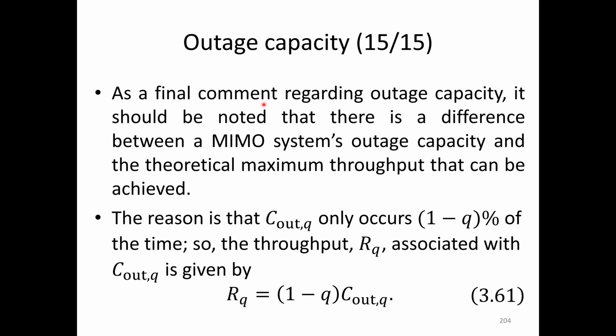As a final comment regarding outage capacity, it should be noted that there is a difference between a MIMO system's outage capacity and the theoretical maximum throughput that can be achieved. The reason is that C_out,Q only occurs 1 minus Q percent of the time. So the throughput R_Q associated with C_out,Q is given by R_Q equal to (1 − Q) times C_out,Q.